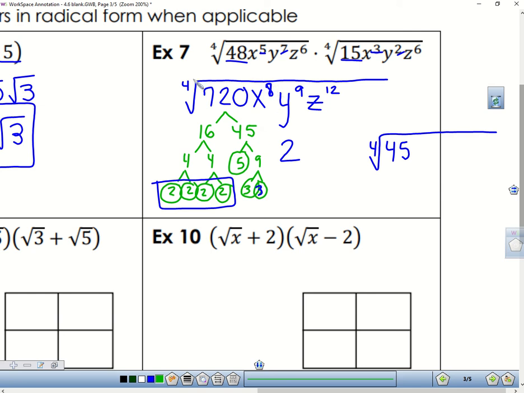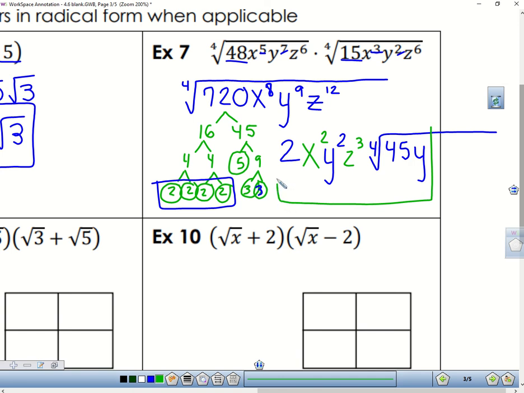So is 8 evenly divisible by 4? Yes. And how many times? 2. So this is x to the second. And is 9 evenly divisible by 4? No. It goes in twice with a remainder of 1, and the remainder term goes back inside of the radical. And then lastly we have z to the 12th. Is 12 divisible by 4? Yes, 3 times. So it's z to the 3rd.